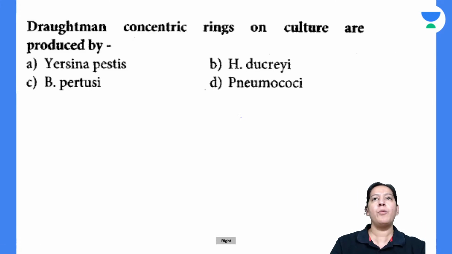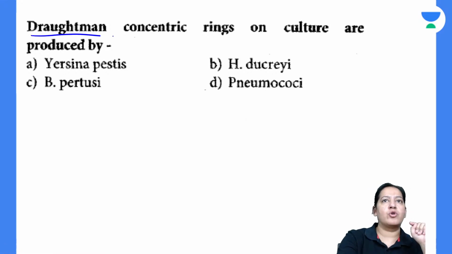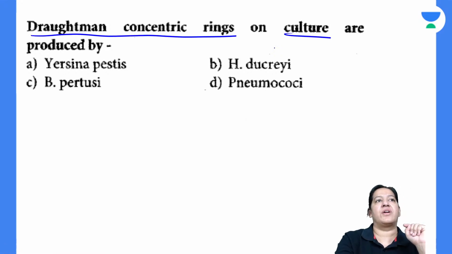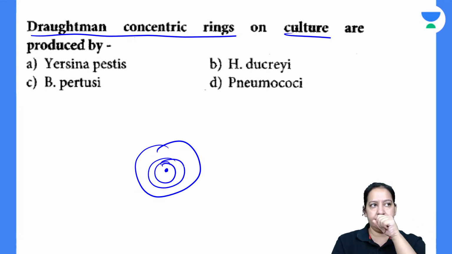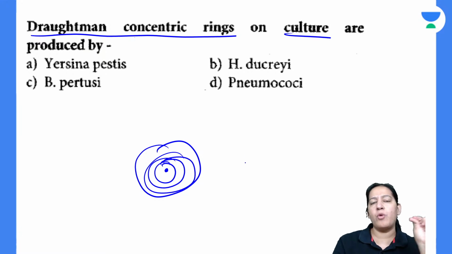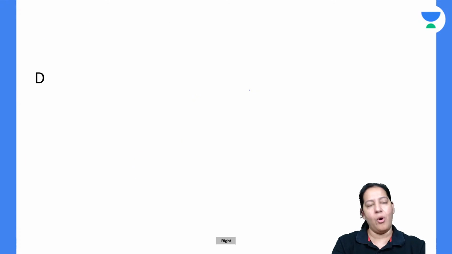So this is how beautiful questions are created, right? Draughtsman concentric rings on the blood culture are shown by which bacteria? Draughtsman, this is what the diagram of Draughtsman looks like. The colony shows a central depression, central umbonation with concentric rings. So this is the Carom coin appearance or Draughtsman concentric ring appearance. Yes, the answer is D, and you all are right.